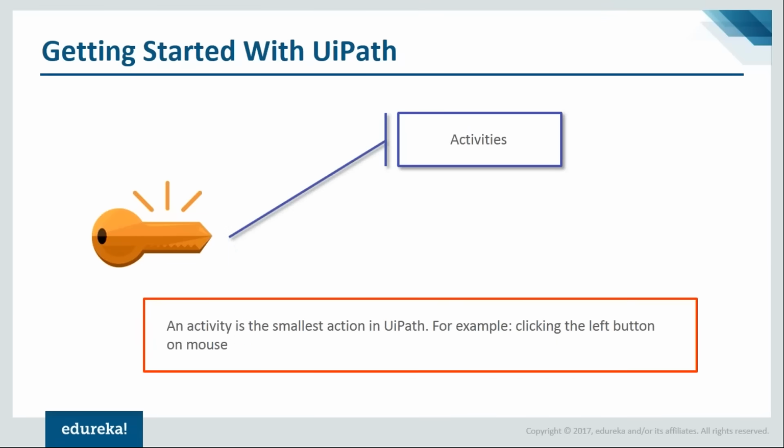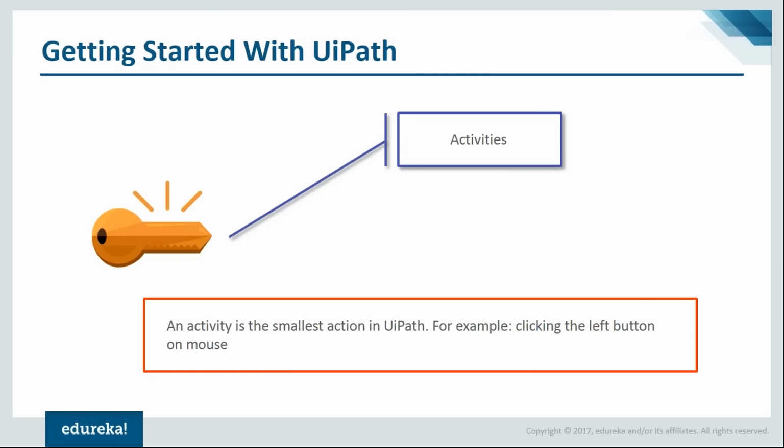So what is an activity? Any small task that you do in the UiPath Studio or during automation is known as an activity. All right. So it could be, for example, clicking the left button of a mouse or pressing a key on your keyboard. Right. So small tasks like these are termed as activities. All right. So the other examples for this could be clicking the close button, or copying the text from somewhere, or pasting the text from the clipboard. All right, so all of these are called activities.